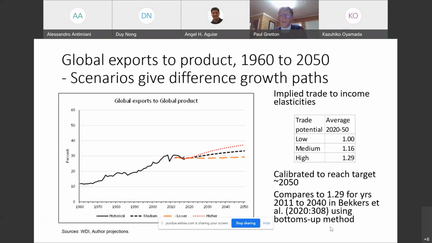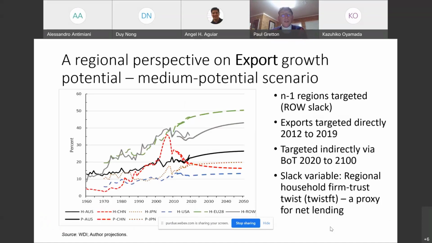A business as usual, which is my low, produces an elasticity of about 1, and my medium case, which I'll focus on, produces the other case. So this method I'm looking at gives the option of looking at different trade scenarios.